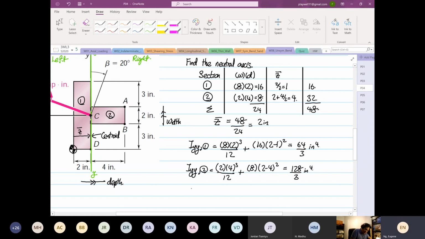Right? So 2 minus 4, and I'm not even looking at the geometry. I'm just following the table. Times 2 divided by 12 plus 8 times 4 is equal to 128 over 3. So now we found our IYY will be equal to 64 over 3 plus 128 over 3, which is equal to 64 inches to the power 4.